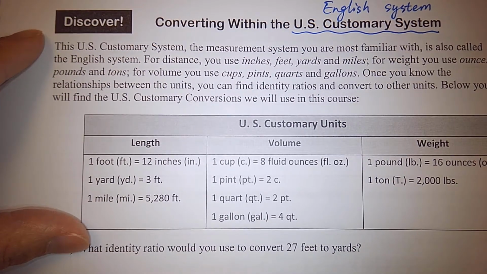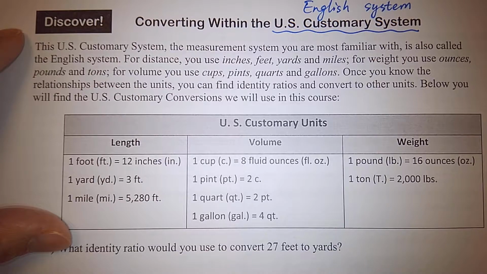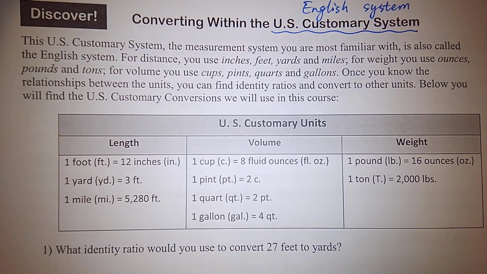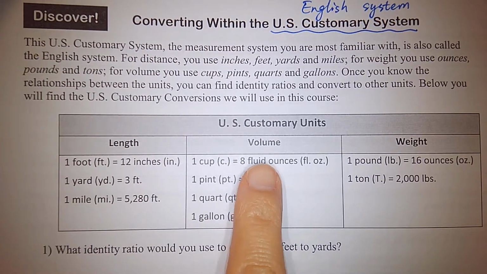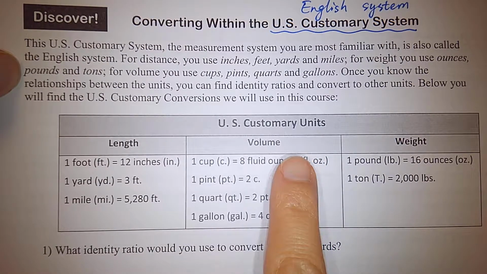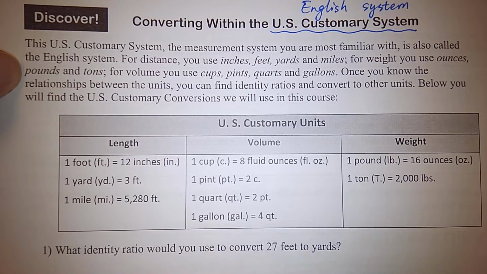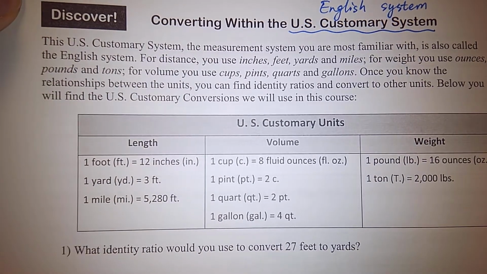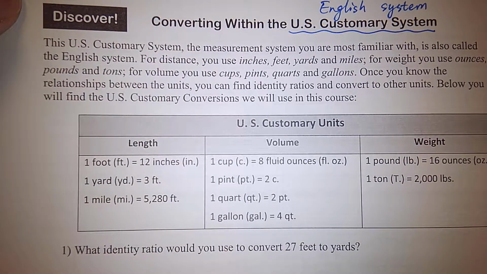The U.S. customary system, the measurement system you are most familiar with, is also called the English system. For distance, you use inches, feet, yards, and miles. For weight, you use ounces, pounds, and tons. For volume, you use cups, pints, quarts, and gallons. Once you know the relationships between the units, you can find identity ratios and convert to other units.